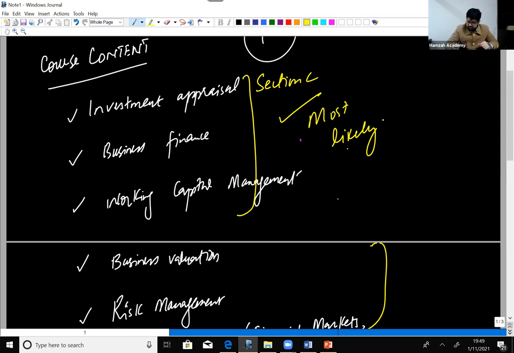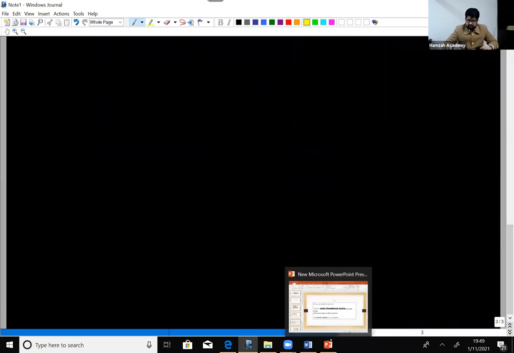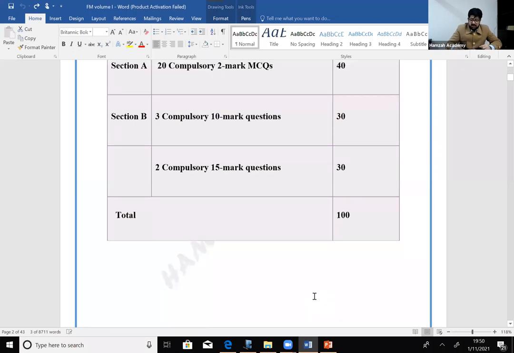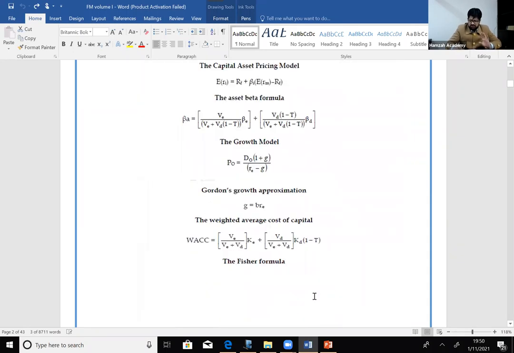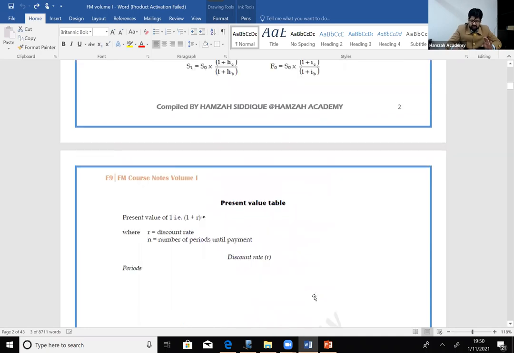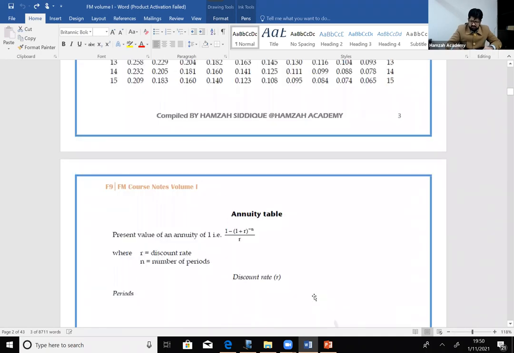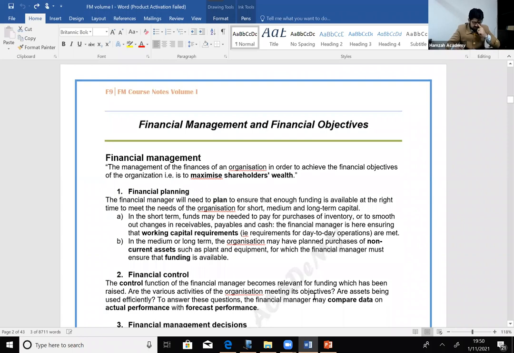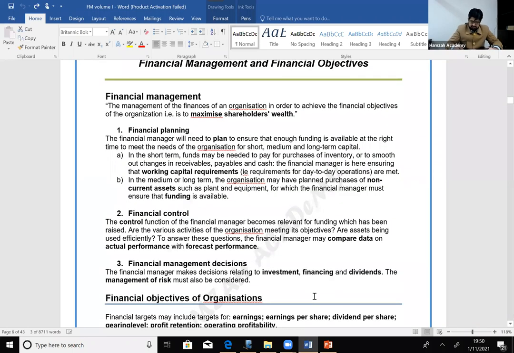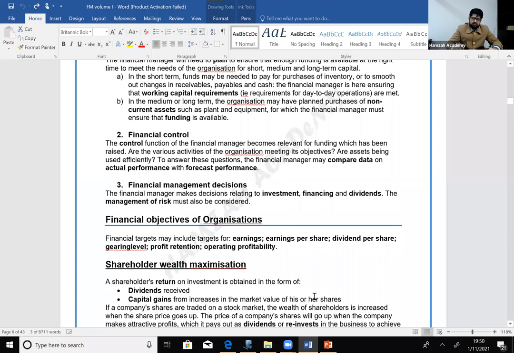Now, let us proceed further. Students, when we talk about financial management, the subject actually wants you to learn finance. The formula sheet will be provided to you in the exam. The present value table and annuity table will be provided.